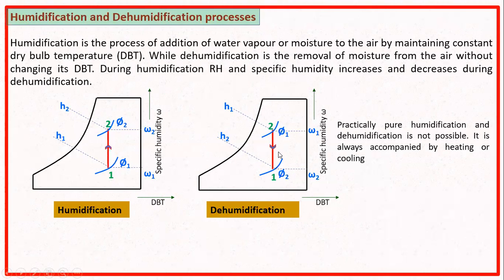Similarly, coming to the dehumidification, dehumidification means you are reducing the moisture in the air. That means you are cooling the air in such a way that the dry bulb temperature remains the same, only the latent heat is released by reducing the specific humidity from omega 1 to omega 2. Similarly, the relative humidity also reduces from phi 1 to phi 2. So as I said, H1 and H2 will be the enthalpies at two locations, 1 and 2.